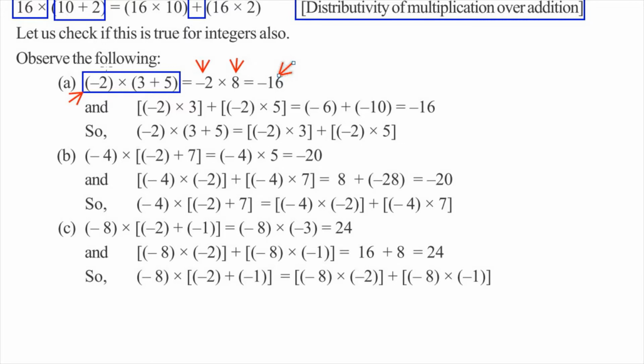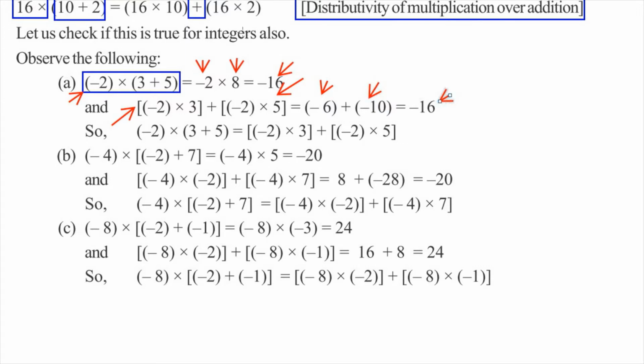Now let us try distributing the product operator into 3 plus 5. When we distribute it, we get two groups. That is minus 2 into 3 and here we have minus 2 into 5. When we find the product of both these groups individually, for the first group we get minus 6 and for the second we get minus 10. So minus 2 into 3 is minus 6 and minus 2 into 5 is minus 10. And the sum of them is going to be minus 16.